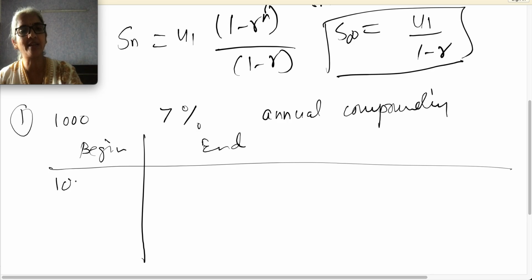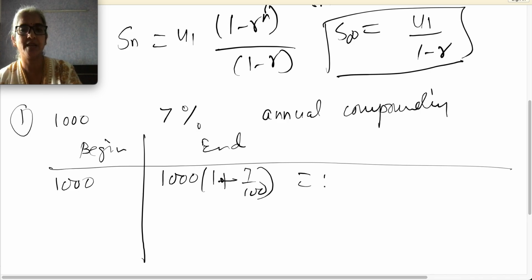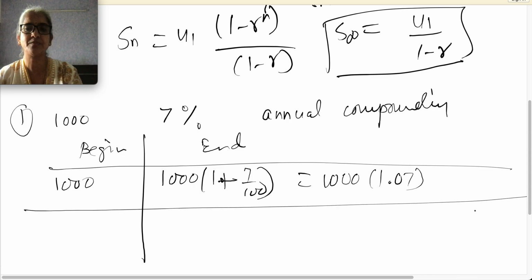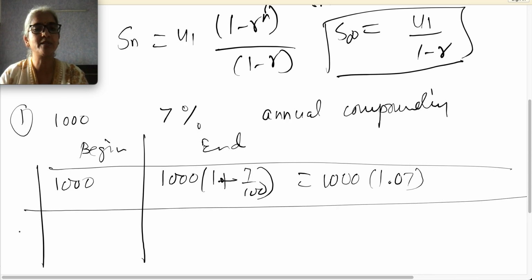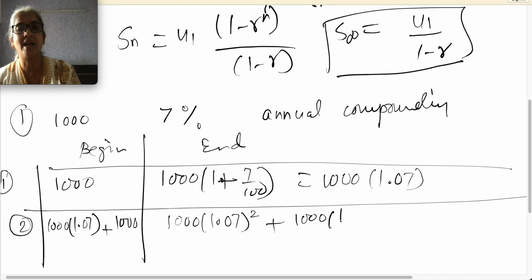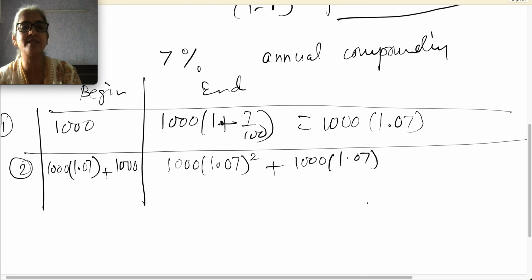So in the beginning of the year, I had $1,000 in the first year, and at the end of the year I would earn 7% interest, and my money would grow to 1000 times 1.07. In the beginning of the second year, I have earned interest, and then I deposit another new $1,000, because at the beginning of every year I'm doing that. So at the end of the second year, I would earn 7% interest for 2 years on the first $1,000, and 7% interest for 1 year on the second $1,000.